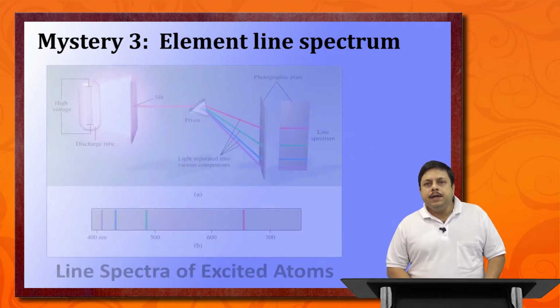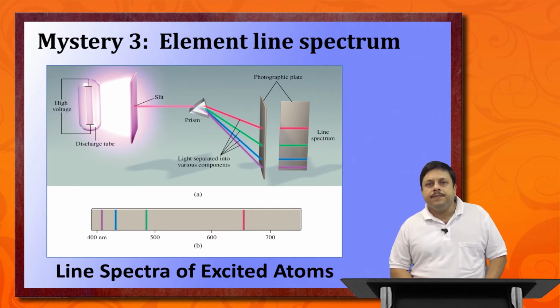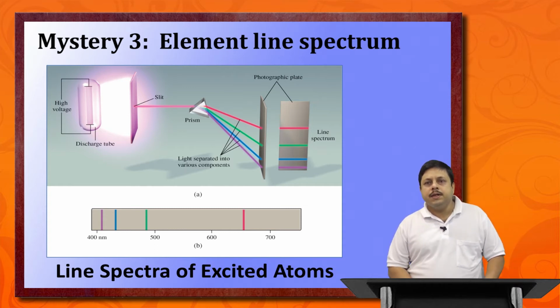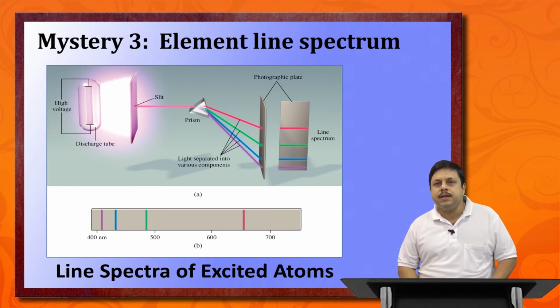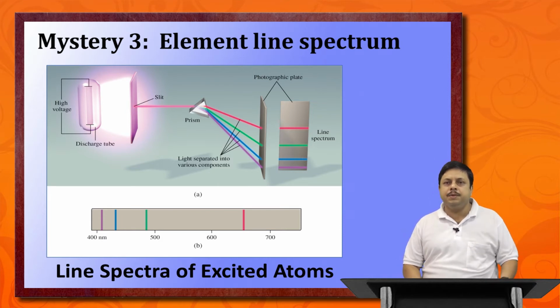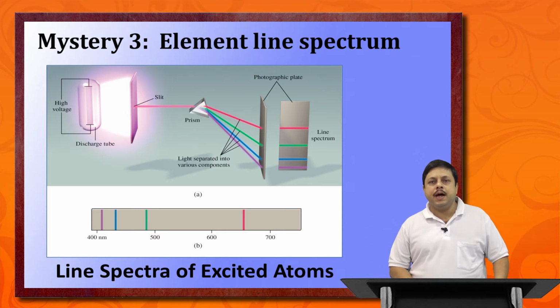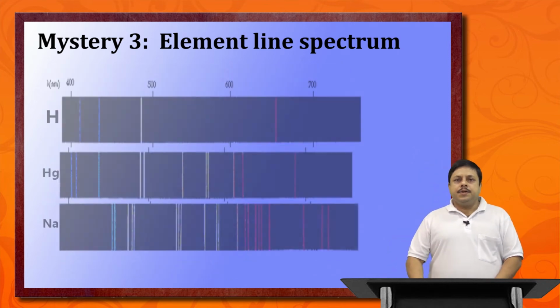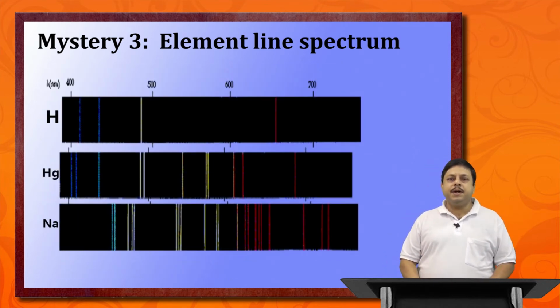If I have a setup like this, where there is a high voltage setup in a discharge tube, a slit and a prism, once the prism resolved the light, it was observed that there were 1, 2, 3, 4 lines and so on, depending on the nature of the atoms used in the discharge tube. There were certain discrete lines and absolutely no continuum. So these are the line spectra that emerged from different systems.